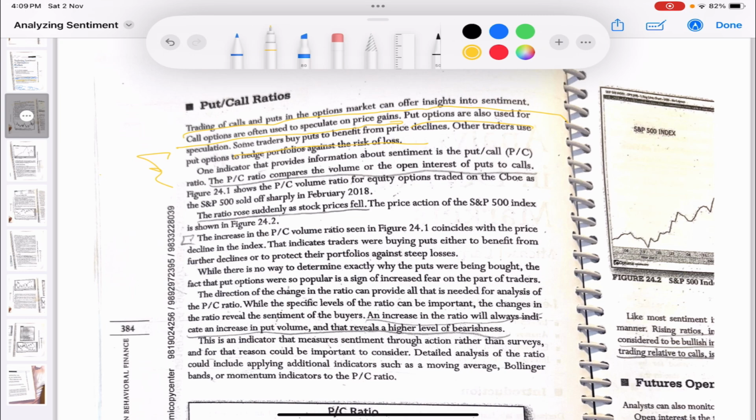One indicator that provides information about sentiment is the put call ratio. The PC ratio compares the volume or the open interest of puts to calls. So the volume or the open interest of the puts is compared with that of the calls. Okay, so this is basically the calculation or the meaning of the put call ratio.